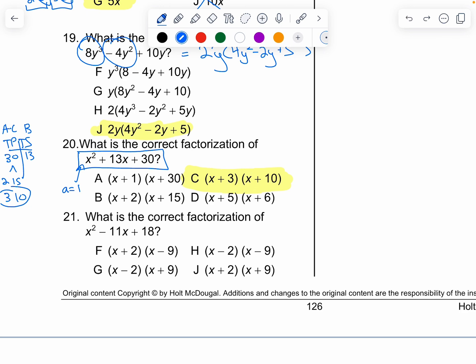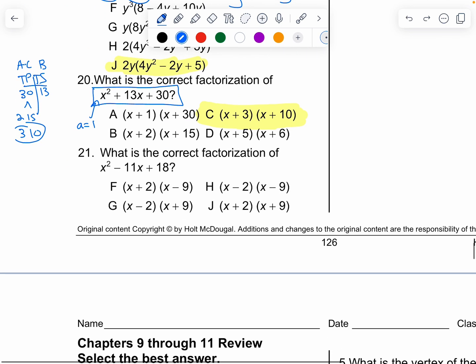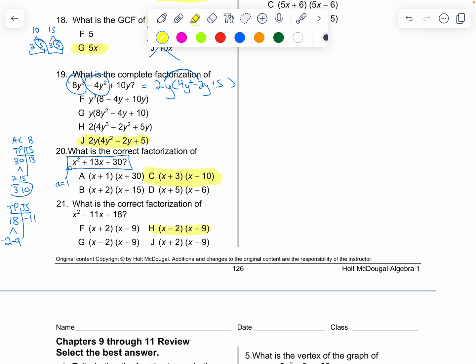All right. So in real time, target product, target sum. A times C is 18, noting that A is 1 here, so this is the fast one. All right, negative 11. We're going to split this up into 2 and 9. 2 times 9 is 18. And if we make them both negative, they still multiply to positive 18, but they'll add up to negative 11. So H. Negative 2, negative 9.